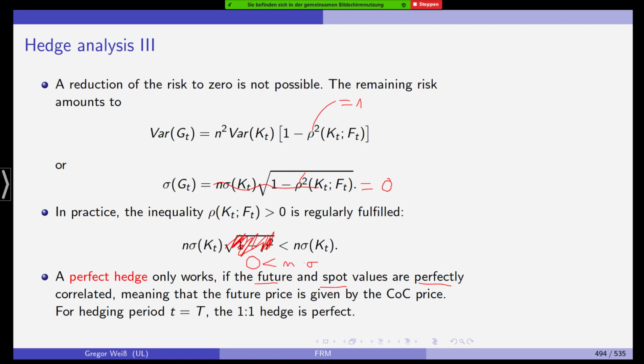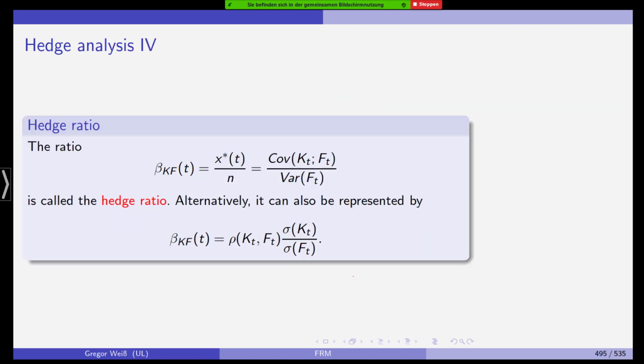But this only happens if the correlation between spot and futures price is perfectly 1. Meaning what? Spot price goes up by €1, futures price goes up by €1. This is only the case if the futures price is given by the cost of carry price. That doesn't need to be the case in reality. It will be close to the cost of carry price, but the correlation will never be perfectly 1, at least not in reality.